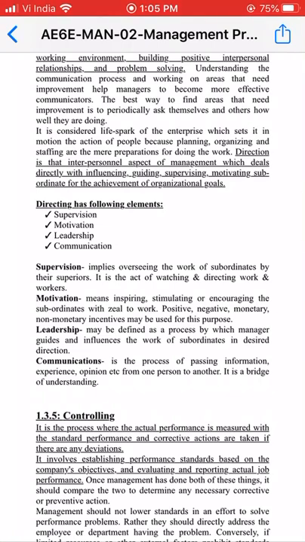Okay, then next one is your leadership. It may be defined as a process by which the manager guides and influences the work of subordinates in the desired direction. So leadership is meant that some leader should be there to direct all his employees or all his subordinates in a proper direction to achieve their goals or achieve their task.